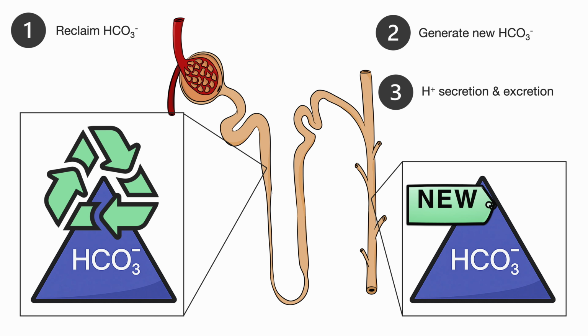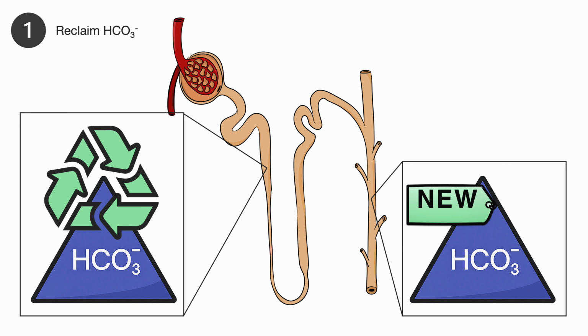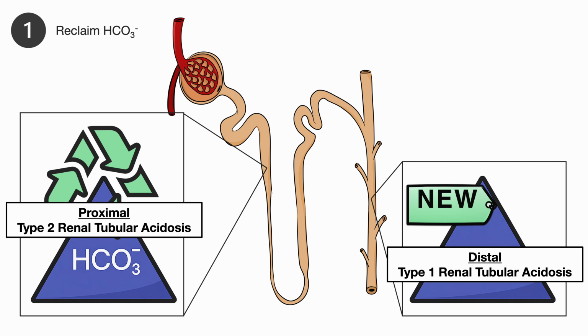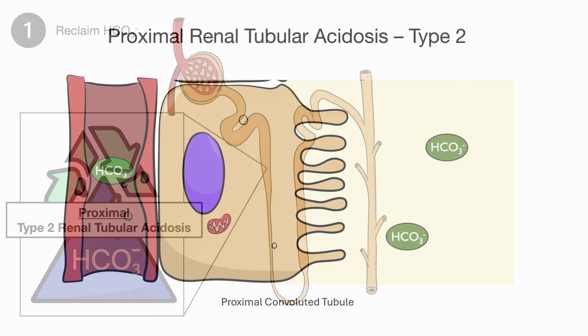If any of these processes are disrupted, it can lead to decreased serum bicarbonate levels in the blood and a non-anion gap metabolic acidosis. RTAs are generally categorized as proximal or distal. As the name implies, proximal RTAs occur as a defect in bicarbonate reabsorption at the proximal convoluted tubule, which will be the focus of this module. Proximal RTAs are also called type 2 RTAs.